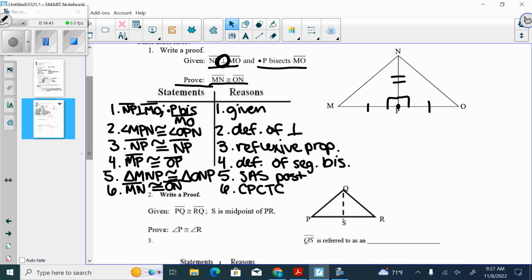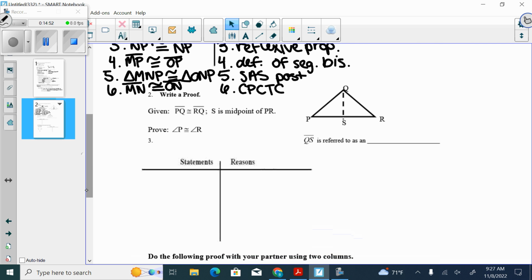All right, so basically it's the exact same proof that we were doing yesterday. You just add an extra line at the end. Okay. All right, let's do another one. Okay, so how am I going to start this next proof off? With the given. So I have PQ is congruent to RQ, and that S is the midpoint of PR. And my reason is given.